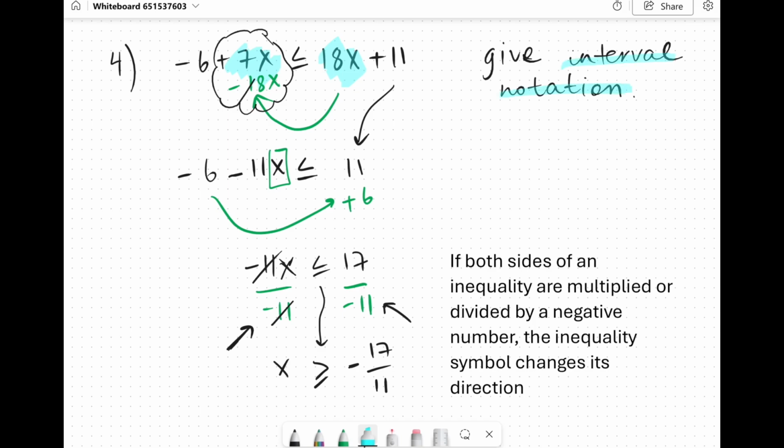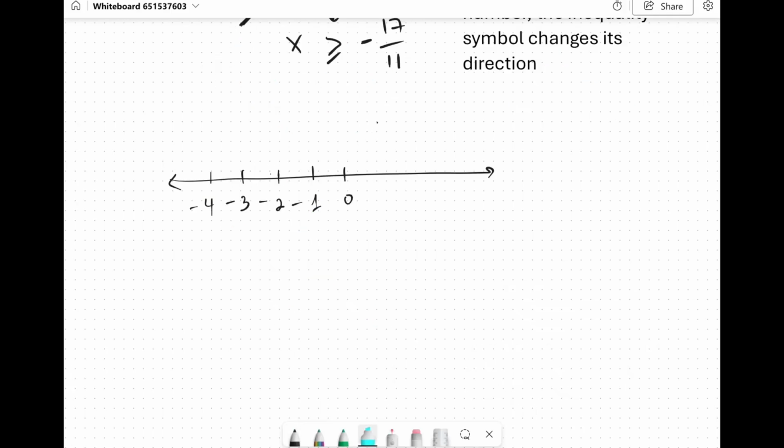Now, our question asked us for the interval notation. I will go ahead and graph it first, and then we'll create the interval. So our x is said to be greater than or equal to -17/11. Sometimes students have a hard time finding that number on the number line. What I need you to do is put 17 divided by 11 in your calculator. You will get approximately 1.5, and it's a -1.5.